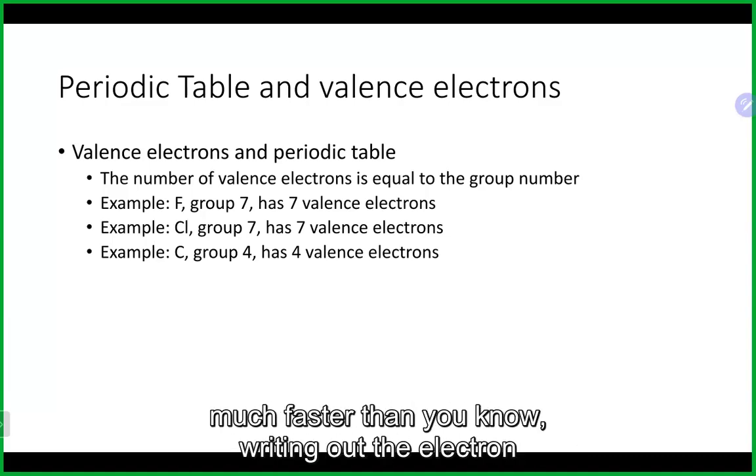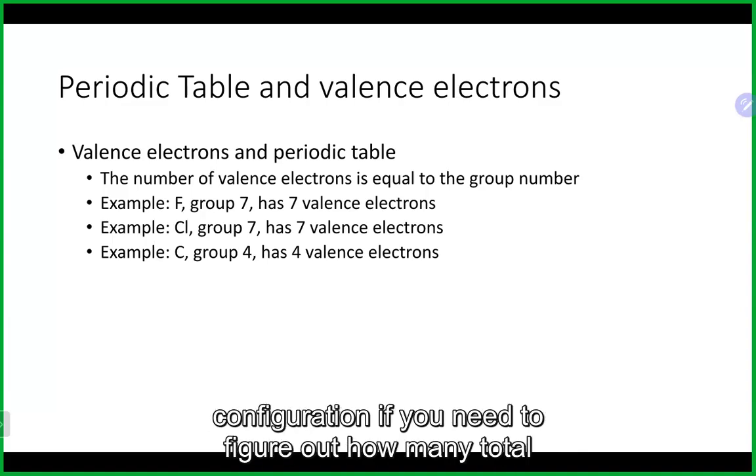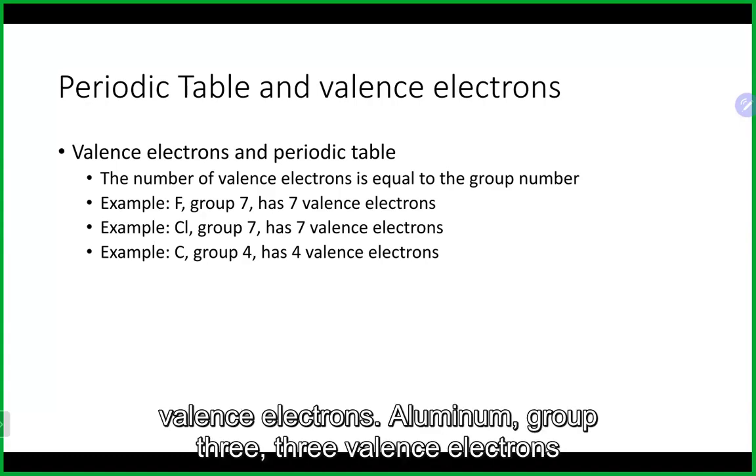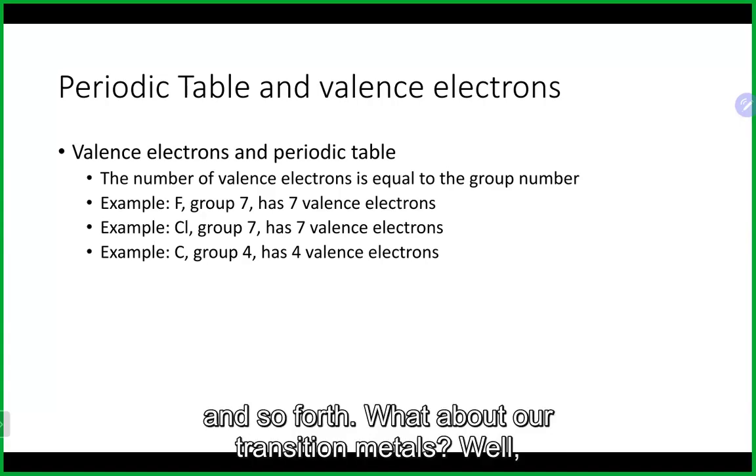That's much faster than writing out the electron configuration if you need to figure out how many total valence electrons there are. So carbon there, group 4, 4 valence electrons, aluminum, group 3, 3 valence electrons, and so forth. What about our transition metals?